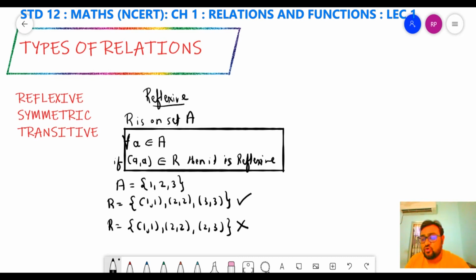Clear? Now, if you want to prove that it is not reflexive, means the opposite, right? The question can be asked to verify whether the given relation is reflexive or not. That means you can do two things. First, either prove that it is reflexive, means for every element a, the ordered pair (a, a) belongs to R, or else just find out that for any element there exists a such that (a, a) does not belong to R. I am talking about not reflexive.